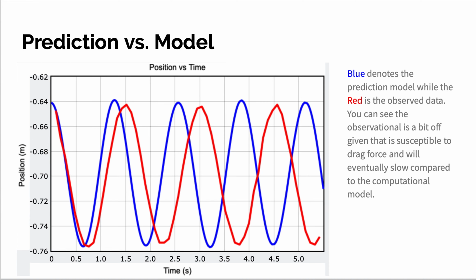As you can see in the prediction versus modeled, or the observed versus modeled, the blue denotes the prediction model, while the red is the observed data. You can see the observational is a bit off, given that it is susceptible to drag force and will eventually slow compared to the computational model.